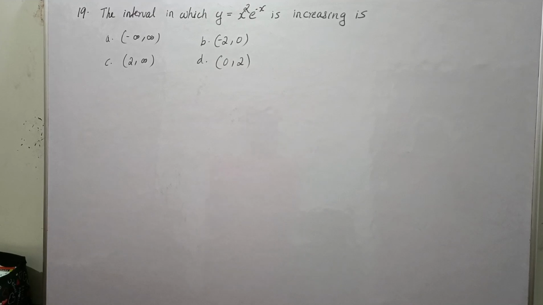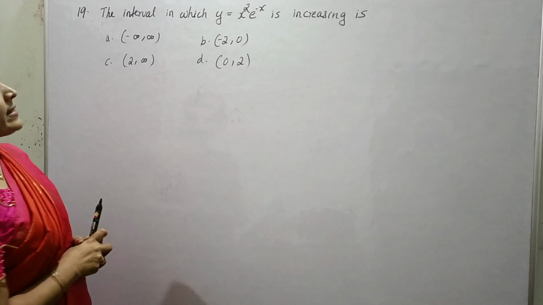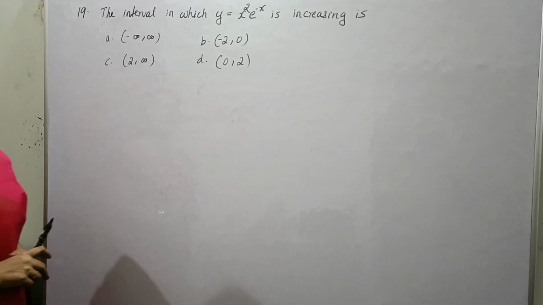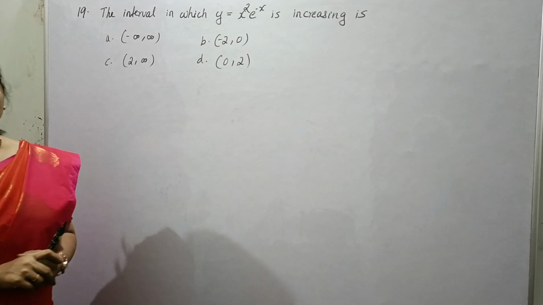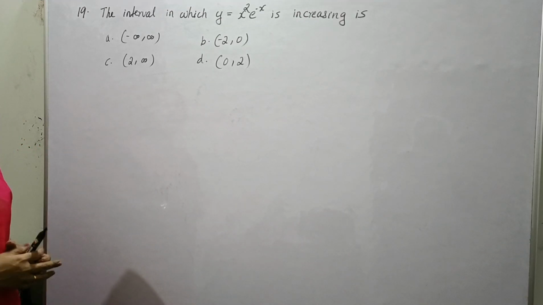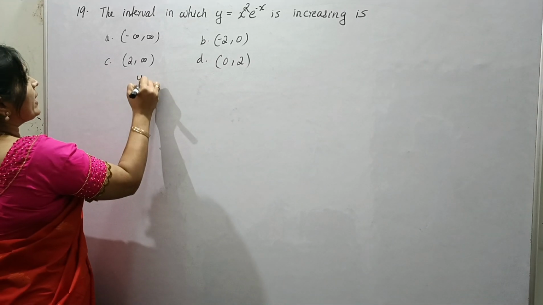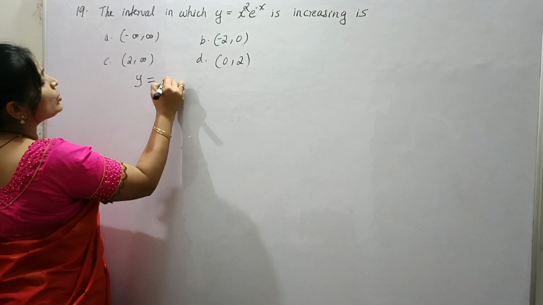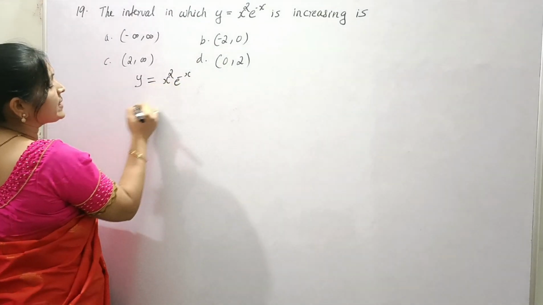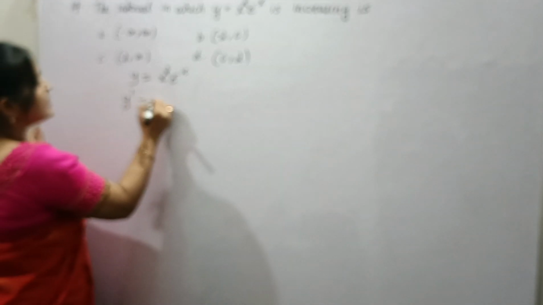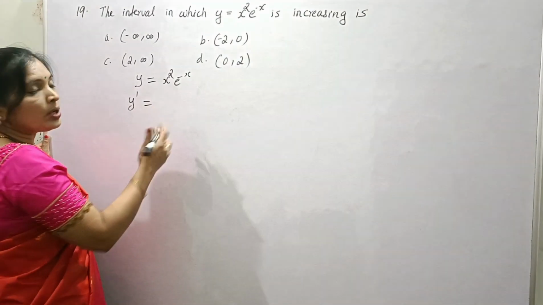The interval in which y is equal to x square into e raised to minus x is increasing: minus infinity to infinity, minus 2 to 0, 2 to infinity, 0 to 2. Let's check in which interval the given function is increasing. For that, first of all, let's write the given function y is equal to x square into e raised to minus x. Then find its derivative y dash or dy by dx, that is equal to, apply product rule.